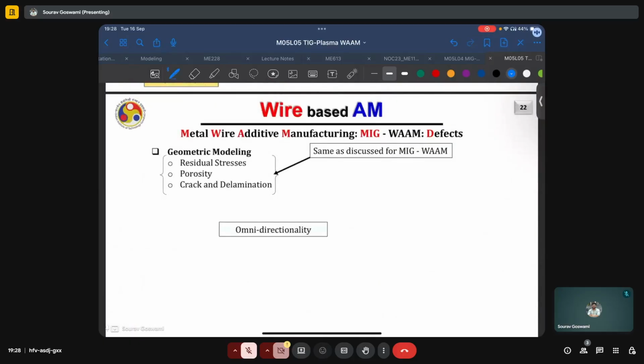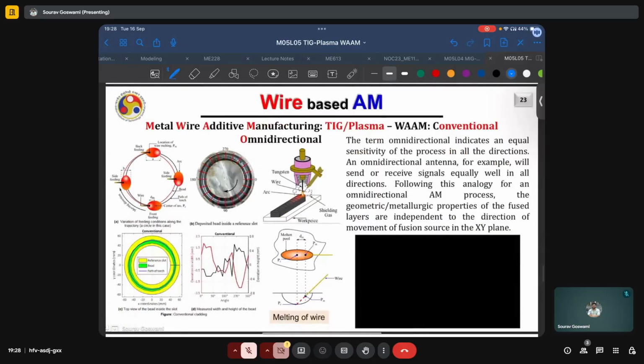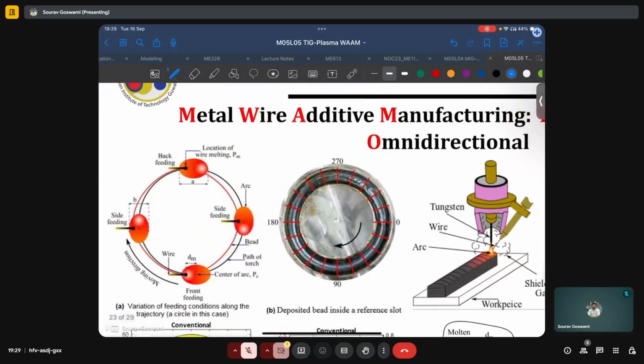The defects in TIG-based WAAM, such as residual stresses, porosity, and crack and delamination, are similar in nature to those observed in MIG-based WAAM, but a critical difference in the two cases is that of omnidirectionality. In MIG-based WAAM, the wire was fed from the center, and thus irrespective of whichever direction we scanned, the wire always interacted with the substrate in the same way. That is, the relative motion of the wire and the substrate was the same. That is not true in this case because here the wire is always fed from the side at some specified angle. And let us see how it can be different.